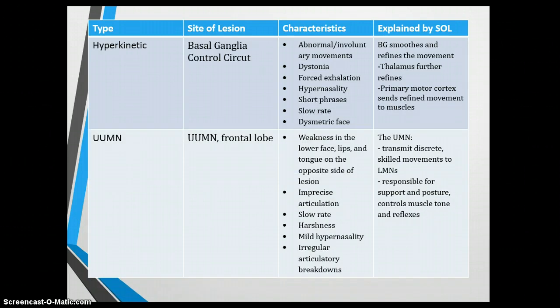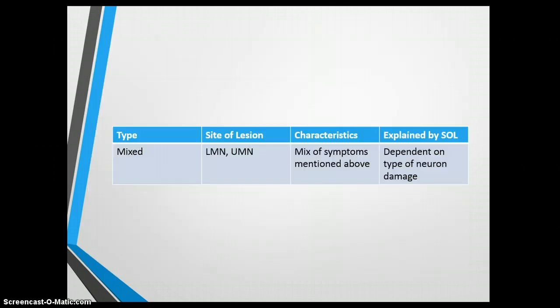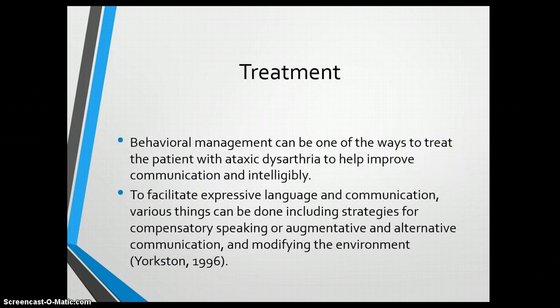Hyperkinetic involves abnormal and involuntary movements, dystonia, forced exhalation, hypernasality, short phrases, slow rate, and dysmetric face. And unilateral upper motor neuron dysarthria includes weakness in the lower face, lips, tongue, and the opposite side of lesion, as well as some other characteristics. There's also mixed, which is a mix of symptoms mentioned above.